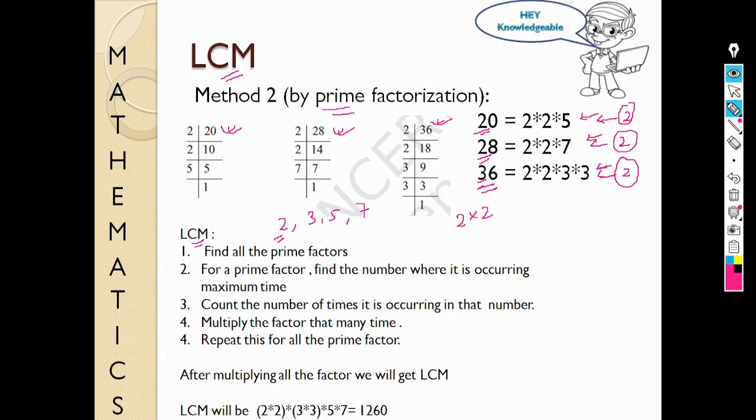So let's go to the other factor, that is 3. We'll do the similar thing. Where it is occurring maximum number of times, that is in 36, and it is occurring 2 times. So we'll multiply factor 3, 2 times. For 5 we'll do the same thing. It is occurring maximum number of times in 20, and that is 1 time. So we will multiply 5 one time. And same for 7. 7 is occurring maximum number of times in 28 and that is 1 time. So we will multiply it 1 time. And this multiplication will give me the LCM, that is 1260.